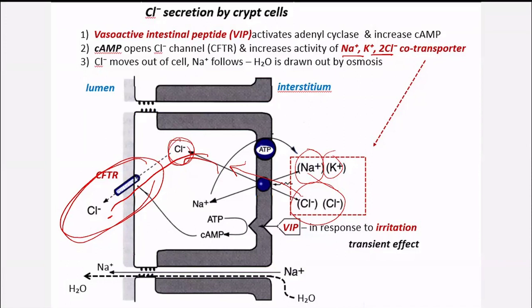But if the irritant doesn't go away, or in the case of cholera, for example, cholera toxin, this is going to cause diarrhea because Cl- is going to be continuously released into the lumen, and then sodium and water are also going to move into the lumen, and it's just going to keep happening, right? And that's going to cause diarrhea in the colon.